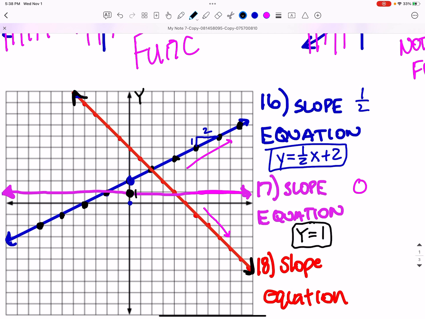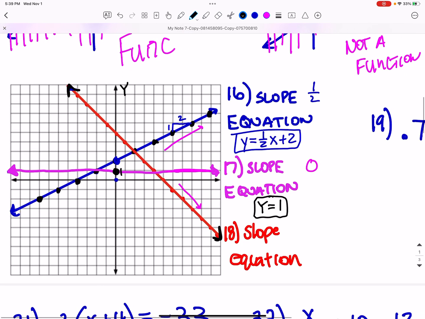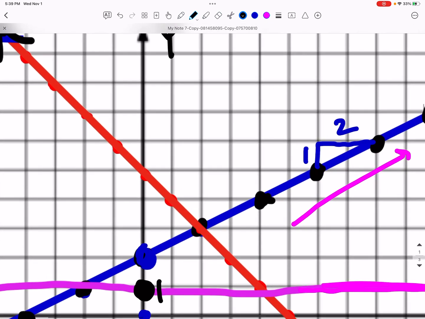So the straight up and down and the straight sideways lines have really kind of different rules. You just look for the line it hits and tell me where it hits. It hits y at 1. Y equals 1.